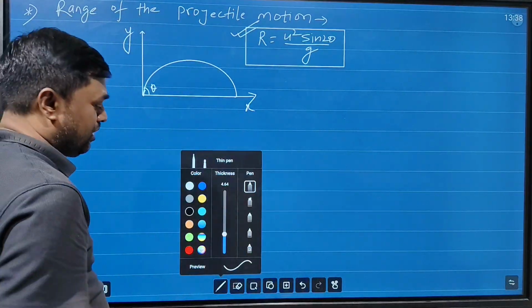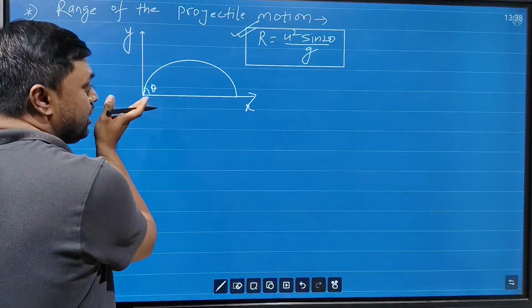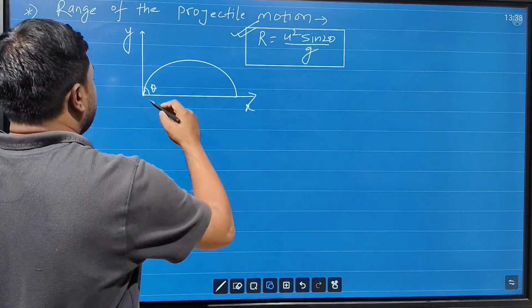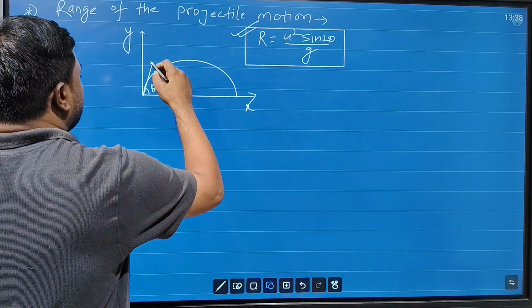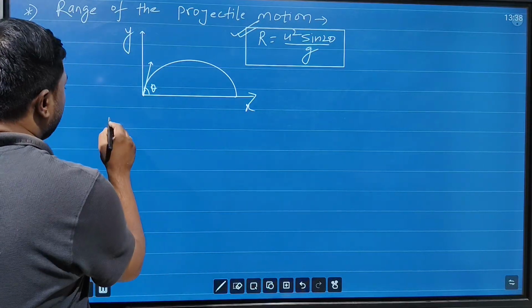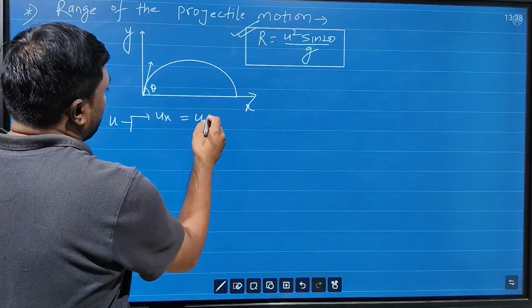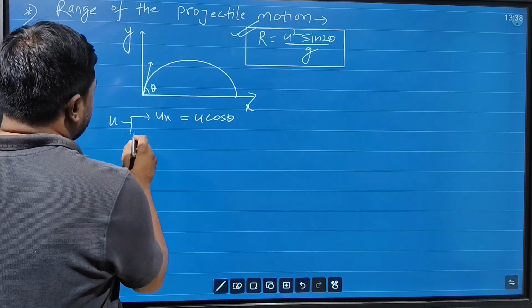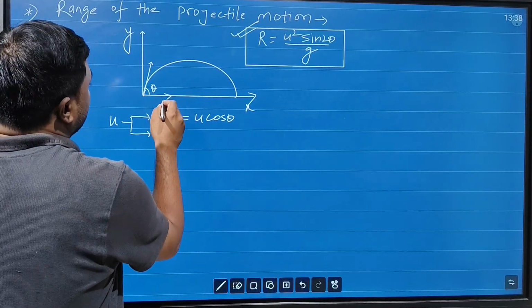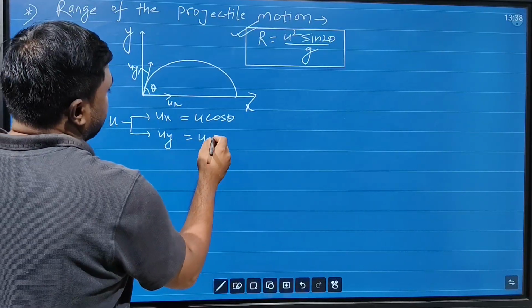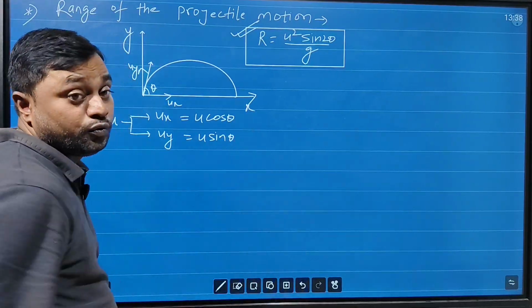Consider a particle which is projected at an angle theta with the x-axis, with velocity u. That u can be resolved into two parts. One is ux, that is equal to u cos theta, and the other is uy, which is u sin theta. This is from the resolution of a vector.